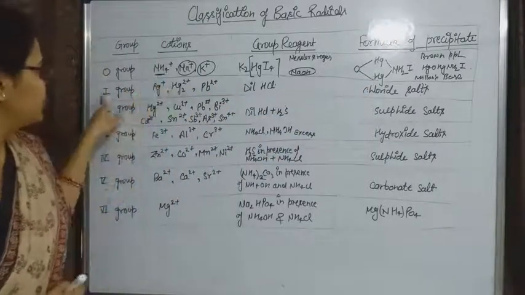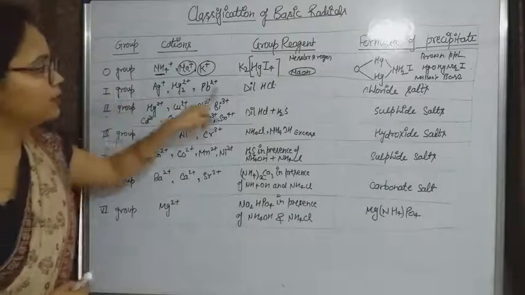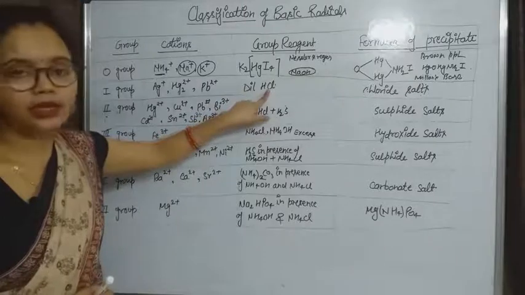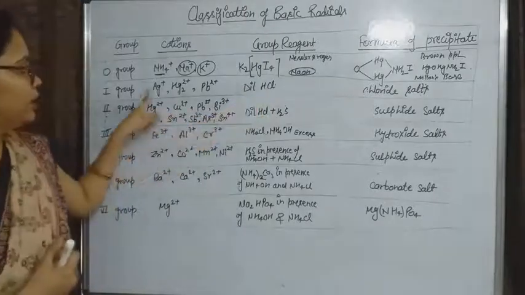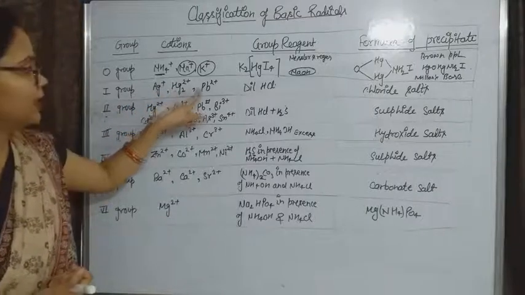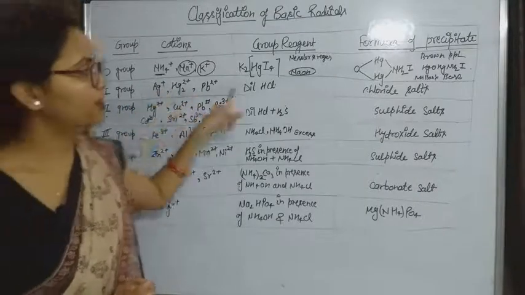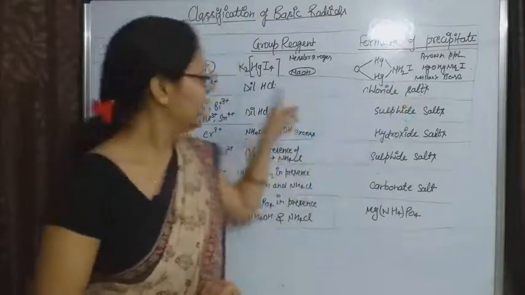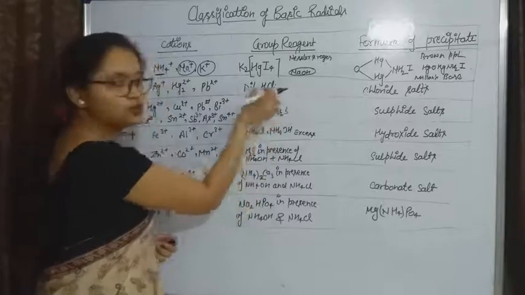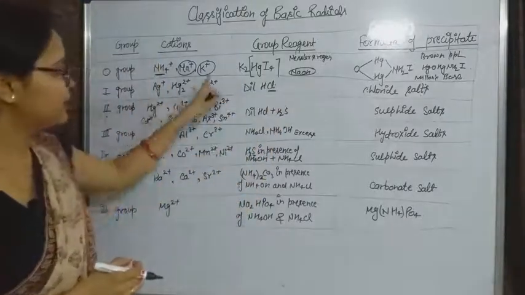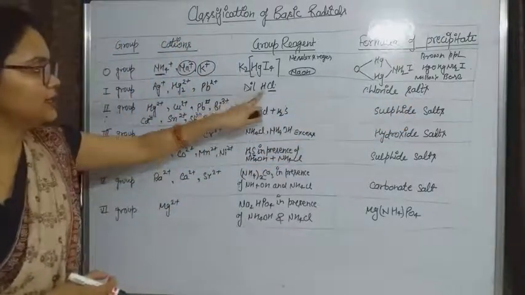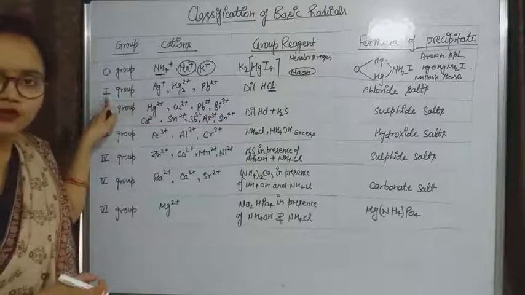Now let's talk about the first group. In first group the group reagent is dilute HCl. When you add dilute HCl in the salt solution, which may have silver cation, mercurous cation or lead cation, then you will get the chlorides of these cations. As we are adding hydrochloric acid, because of the presence of chloride ion, all the cations will precipitate in chloride forms. So by adding dilute HCl, this is how we can detect the presence of first group.